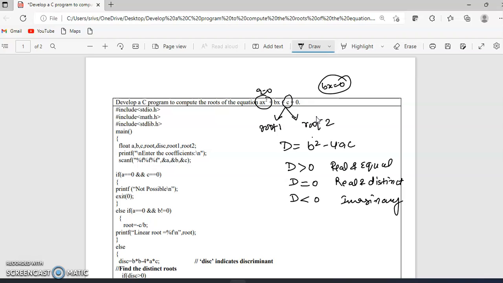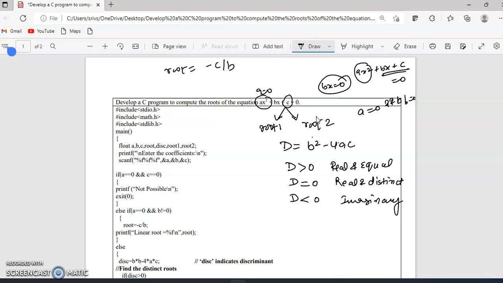And when only a is 0, but b is not equal to 0, then the ax square part becomes 0, and we'll have bx plus c is equal to 0. So now the equation becomes a linear equation. When the equation is a linear equation, the root will be what? The root will be minus c by b. So all these cases we have to consider.